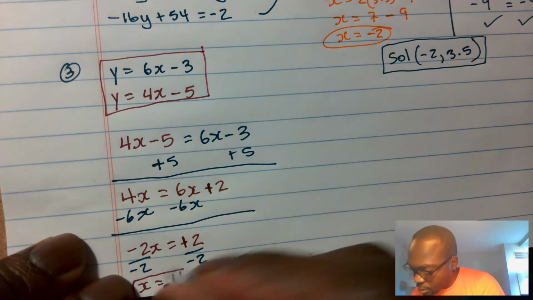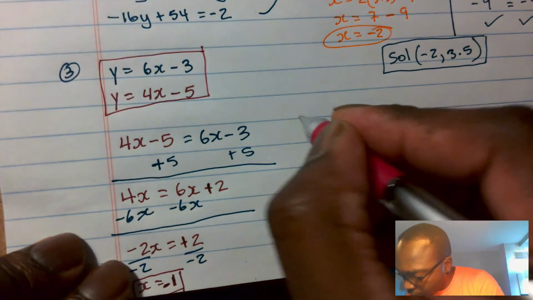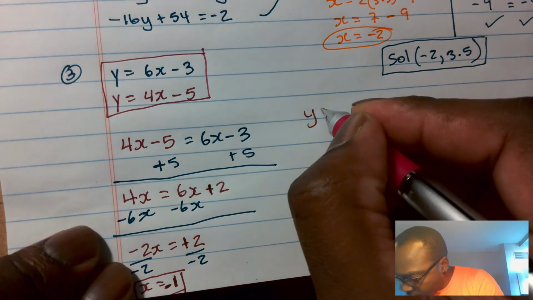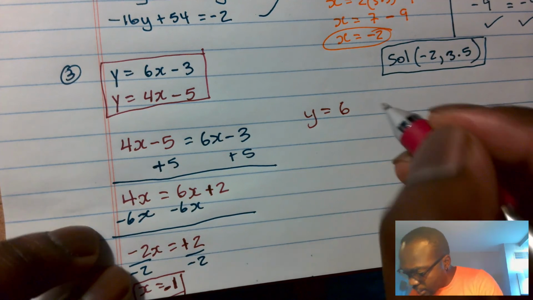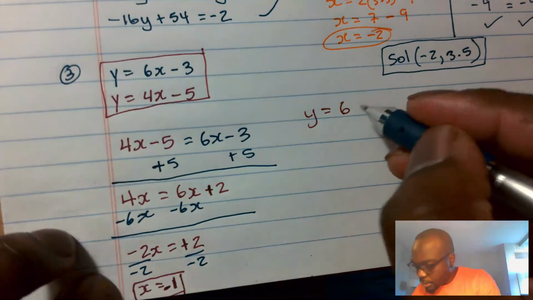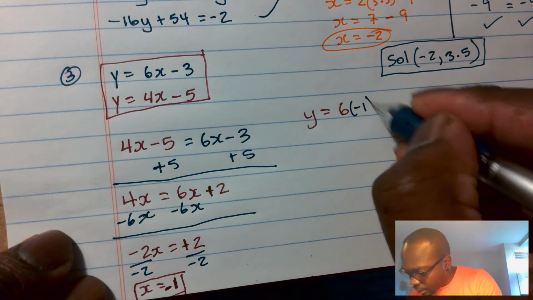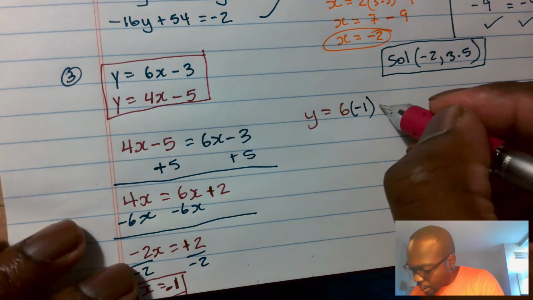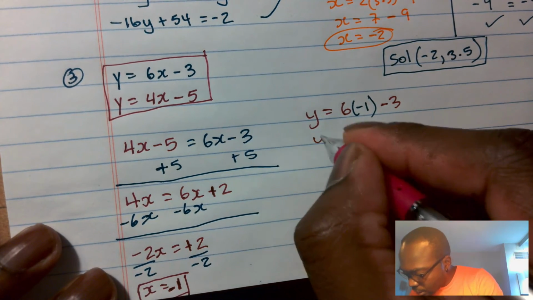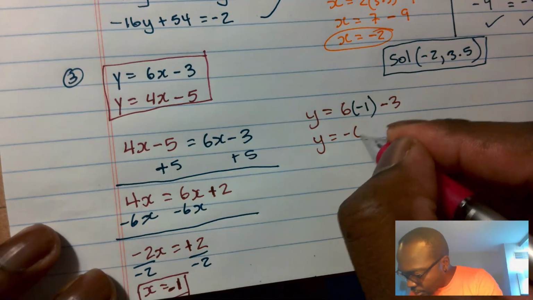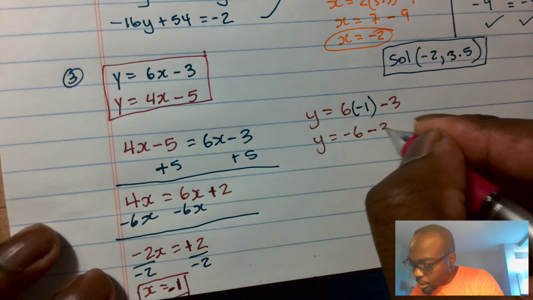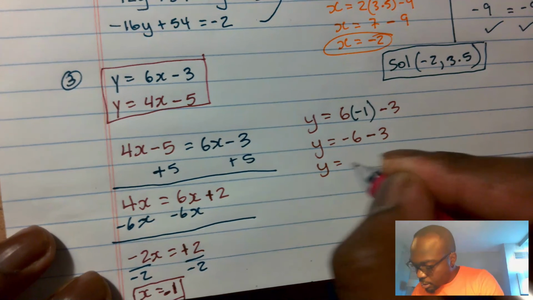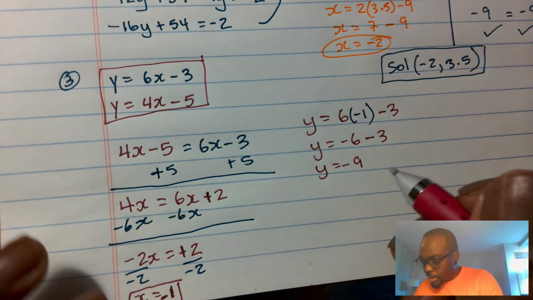So here we're going to go over here, we know what x is, so it's easy for me to say y is equal to 6x minus 3, but wherever I see x, I'm going to replace that with negative 1. So y is equal to negative 6 minus 3, y is equal to minus 9.